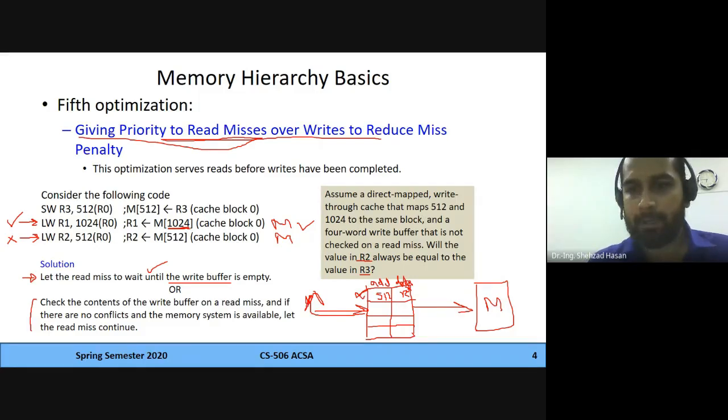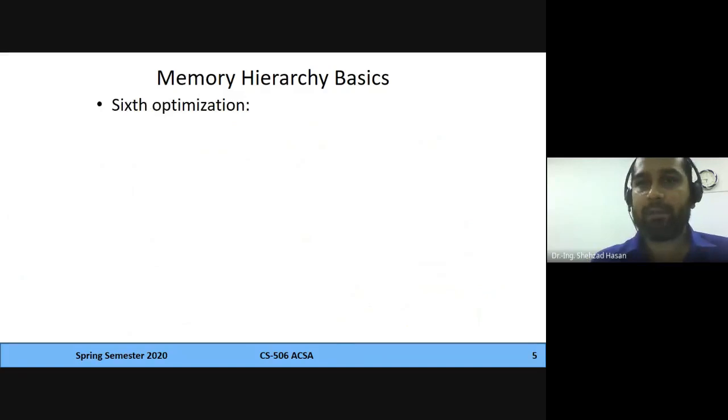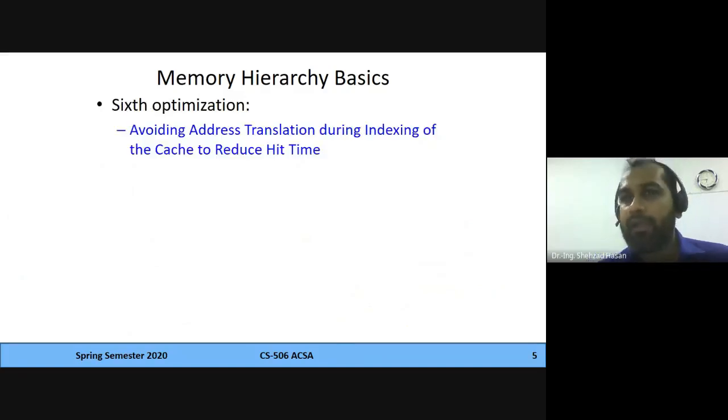Okay, so yeah, sixth optimization. Now, sixth optimization is avoiding address translation during indexing of the cache to reduce hit time. Now, this optimization is about reducing the hit time. If you remember when we were talking about miss penalty, miss rate, and hit time, we said that access time is actually a combination of these three parameters.